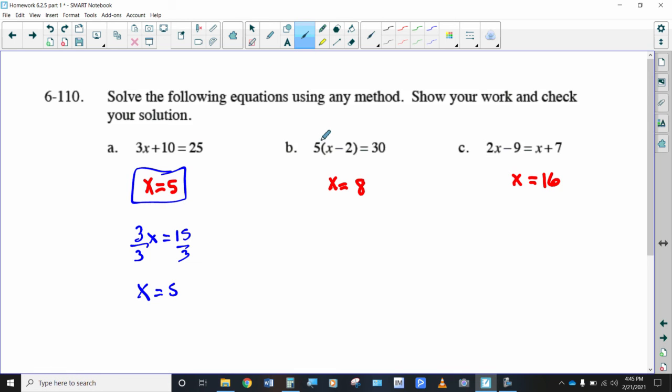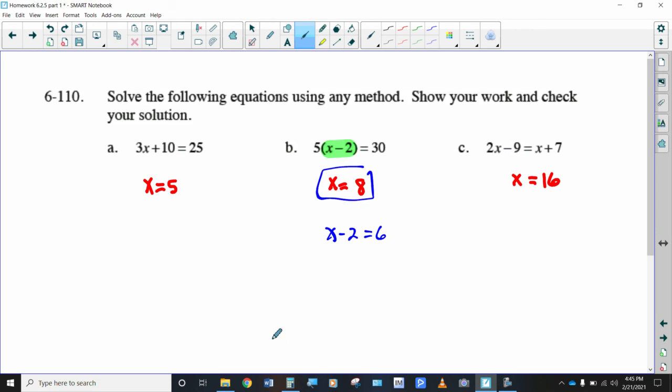Here, I would rather send in the dive bombers than divide both sides by 5 at the beginning, but you are technically allowed to do that. So just so that you know, if we think about this, 5 times this entire quantity on the inside is 30, which means the x minus 2 has to be equal to 6, because 5 times 6 is 30. So what number do you take 2 away from to give you 6 as an answer? That must be 8, right? Because 8 minus 2 is 6, and there is your 8.